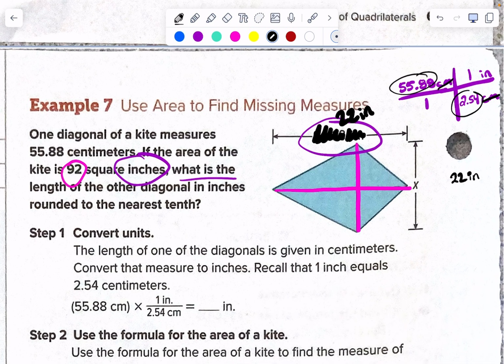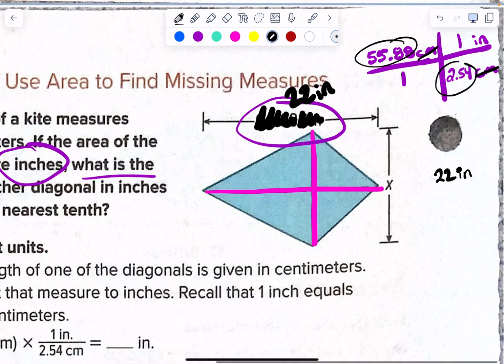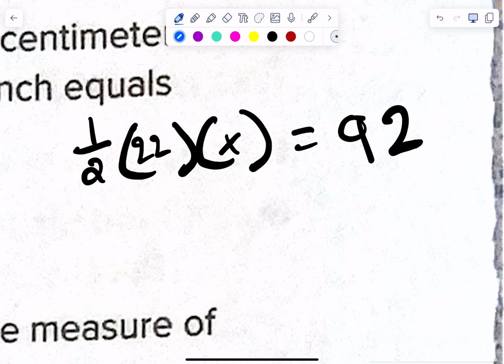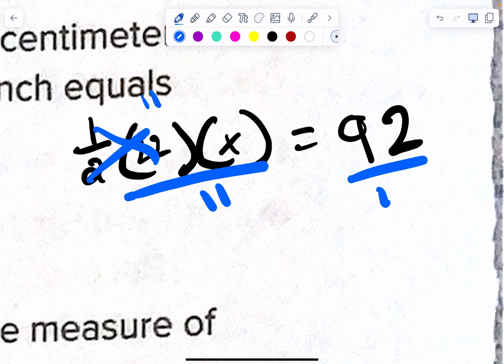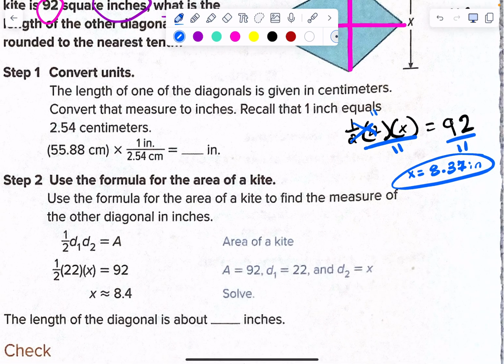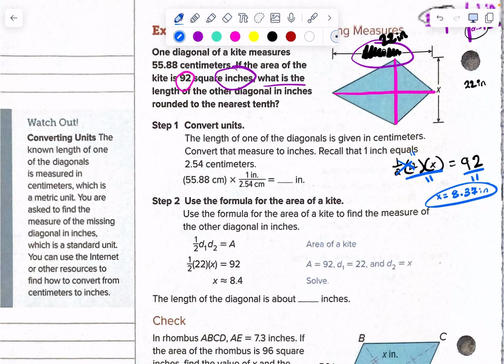Okay, now let's set up our equation. I know that if I take 1/2 times diagonal 1 times diagonal 2, I get 92. Diagonal 1 is 22 and diagonal 2 is x. What's half of 22? 11. And then what? Divide by 11. What's 92 divided by 11? 8.36 repeating. 8.37 inches. They say 8.4, whatever. That was a little bit going backwards. Can you handle it? We can handle it.